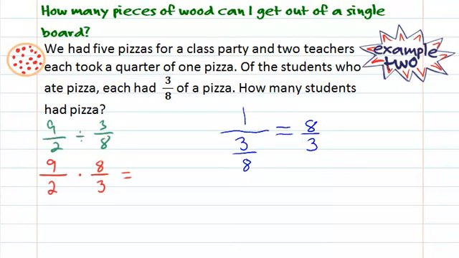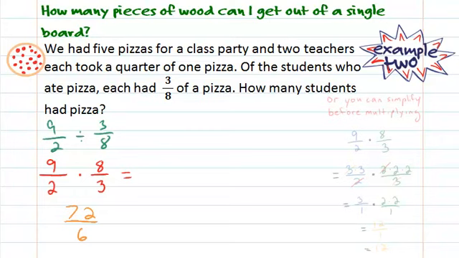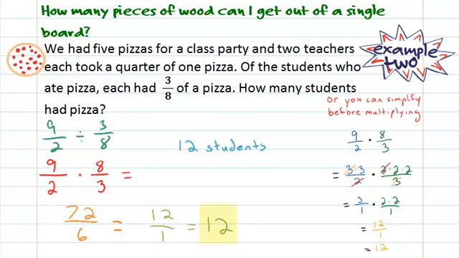So 9 divided by 2 multiplied by 8 divided by 3 equals 9 multiplied by 8 divided by 2 multiplied by 3, which is 72 divided by 6. Now we need to simplify, so we divide the numerator and denominator by 6 to get 12 divided by 1, or 12. So there are 12 students that ate pizza.